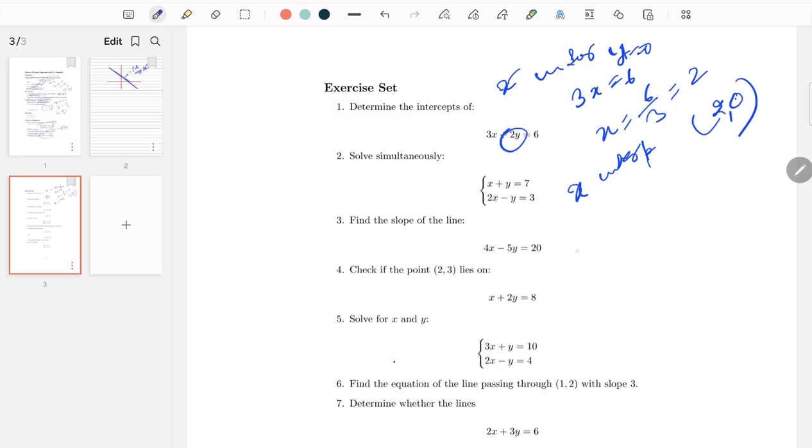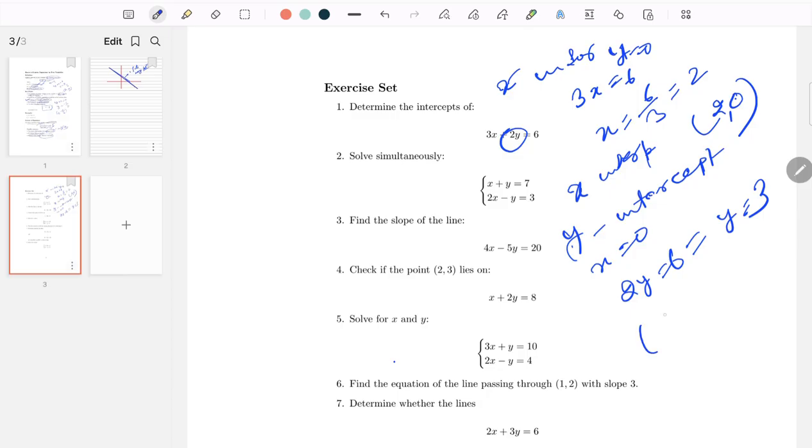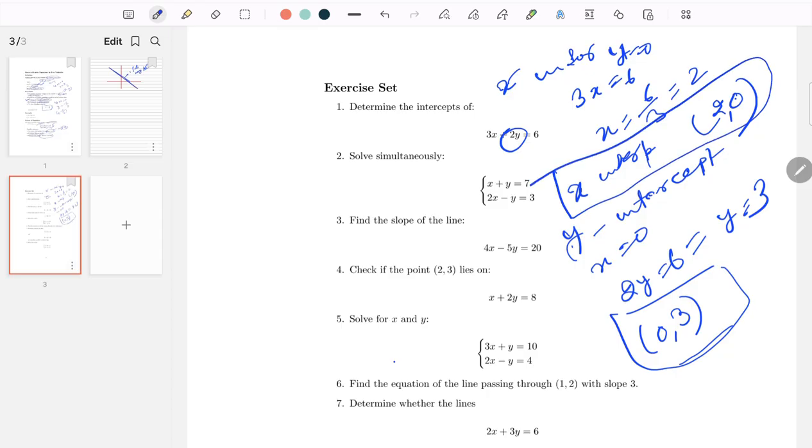And for the y intercept, x equals 0. So x equal to 0 implies 2y equals 6, and y equals 3. So at the y intercept there is 0, 3. These are the intercepts: 0, 3 at the y-axis, and the x-axis intercept is 2, 0.